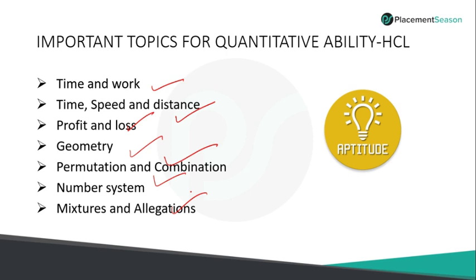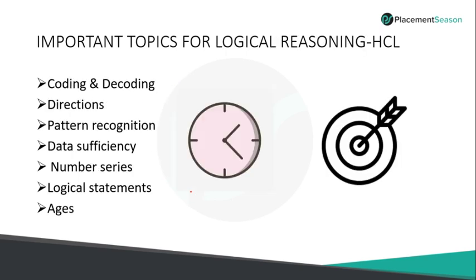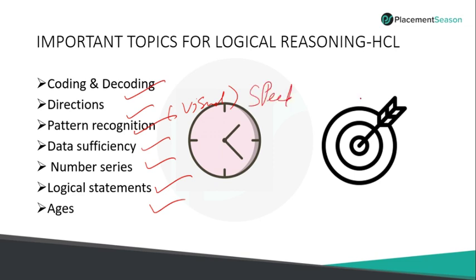Then coming to the logical part, you have coding and decoding, directions, pattern recognition, which basically involves the visual reasoning part, data sufficiency, number series, logical statement and edges. So what are the things you need to keep in mind while preparing? One is speed and accuracy. These are the two important parameters that you need to keep in mind for any preparation, be it your competitive exam or your company specific preparation.